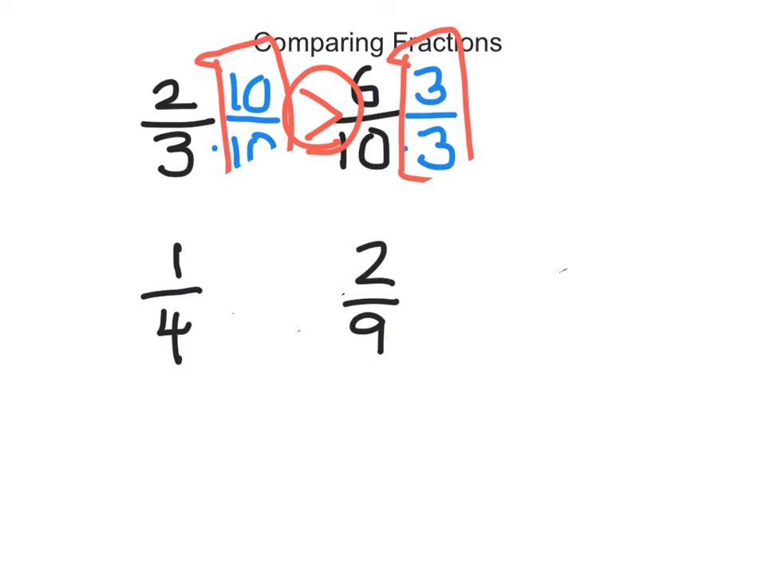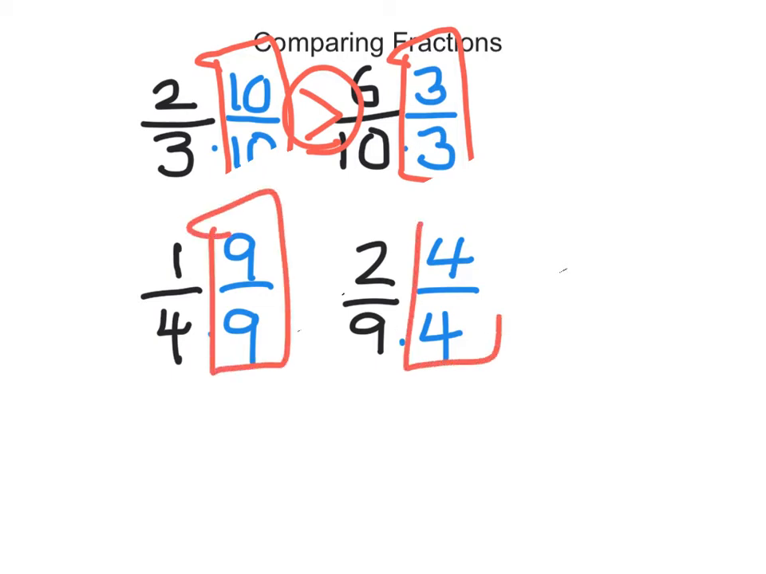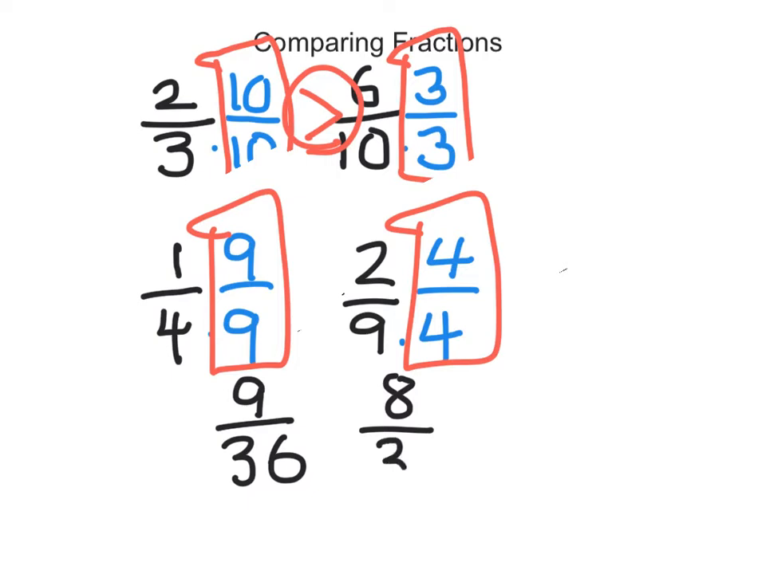So let's multiply each denominator by the other, and then multiply the numerator by the same amount. So again, we're multiplying by a giant 1. The first fraction, 1/4, becomes 9 over 36. The next fraction, 2/9, becomes 8 over 36. So we can see that 9 over 36 is greater than 8 over 36, so 1/4 is greater than 2/9.